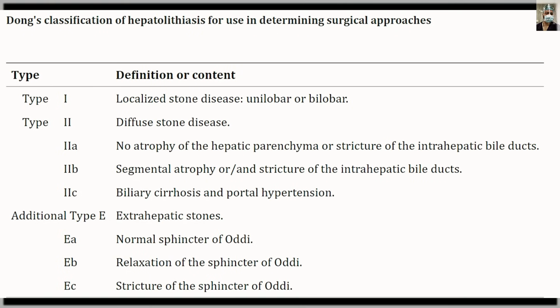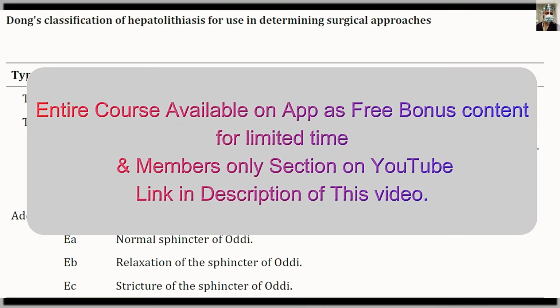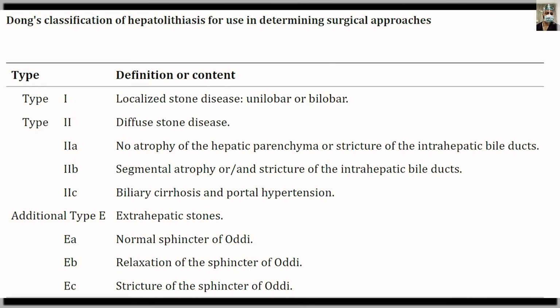Type 2A is where there is no atrophy of the hepatic parenchyma or stricture of the intrahepatic bile ducts. So it is simply a stone burden, but there is no atrophy or stricture formation. Type 2B will be segmental atrophy and stricture of the intrahepatic bile ducts, so there is only segmental involvement. And type 2C will be biliary cirrhosis and portal hypertension. So accordingly, you have to manage the patient.